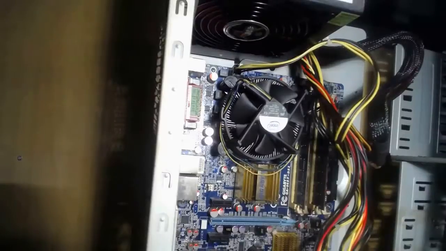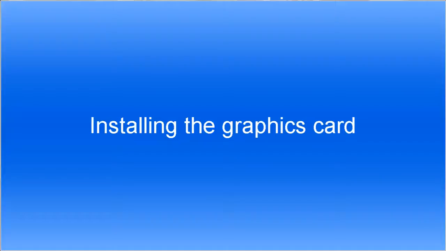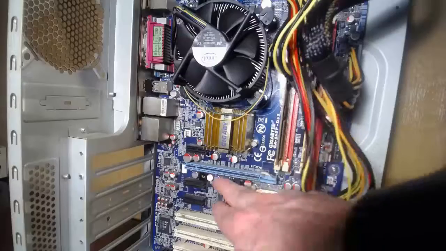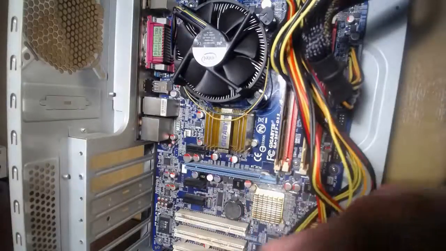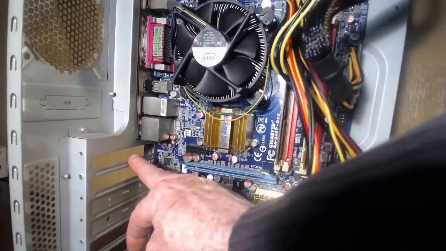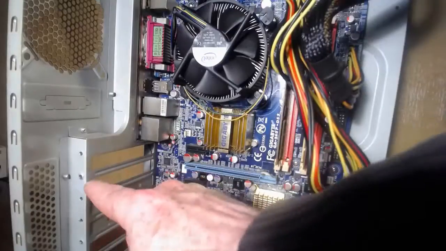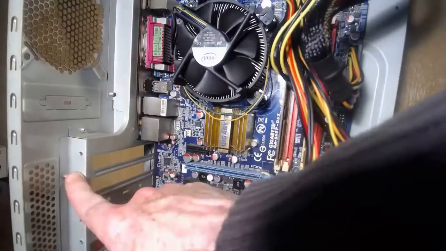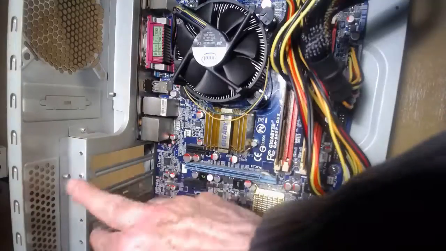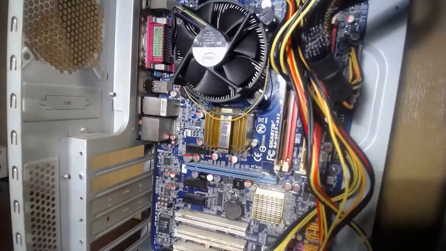That's her plugged in. Next job now is to plug in the graphics card into the PCI Express slot. So if there isn't one of these punched out, then you'd have to punch one out, or if it's a screw hole mount, you'd remove the screw and take out the bracket.